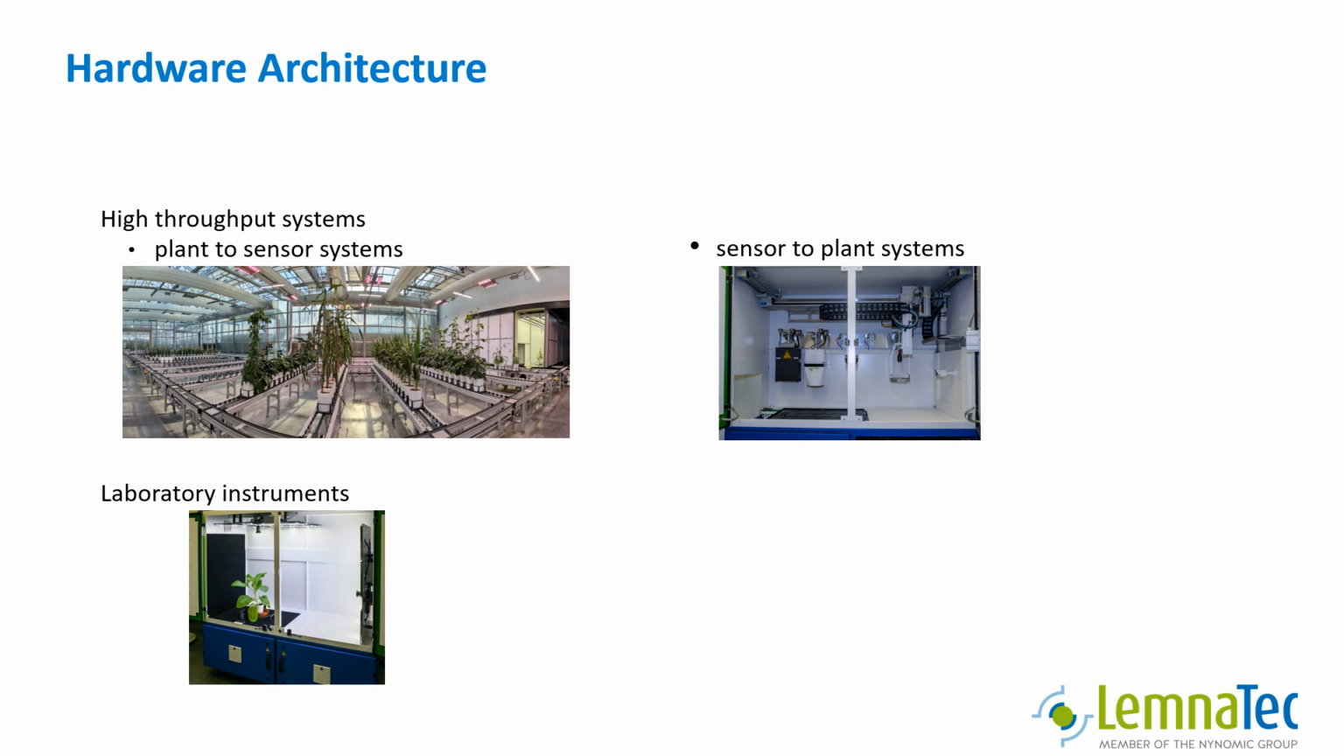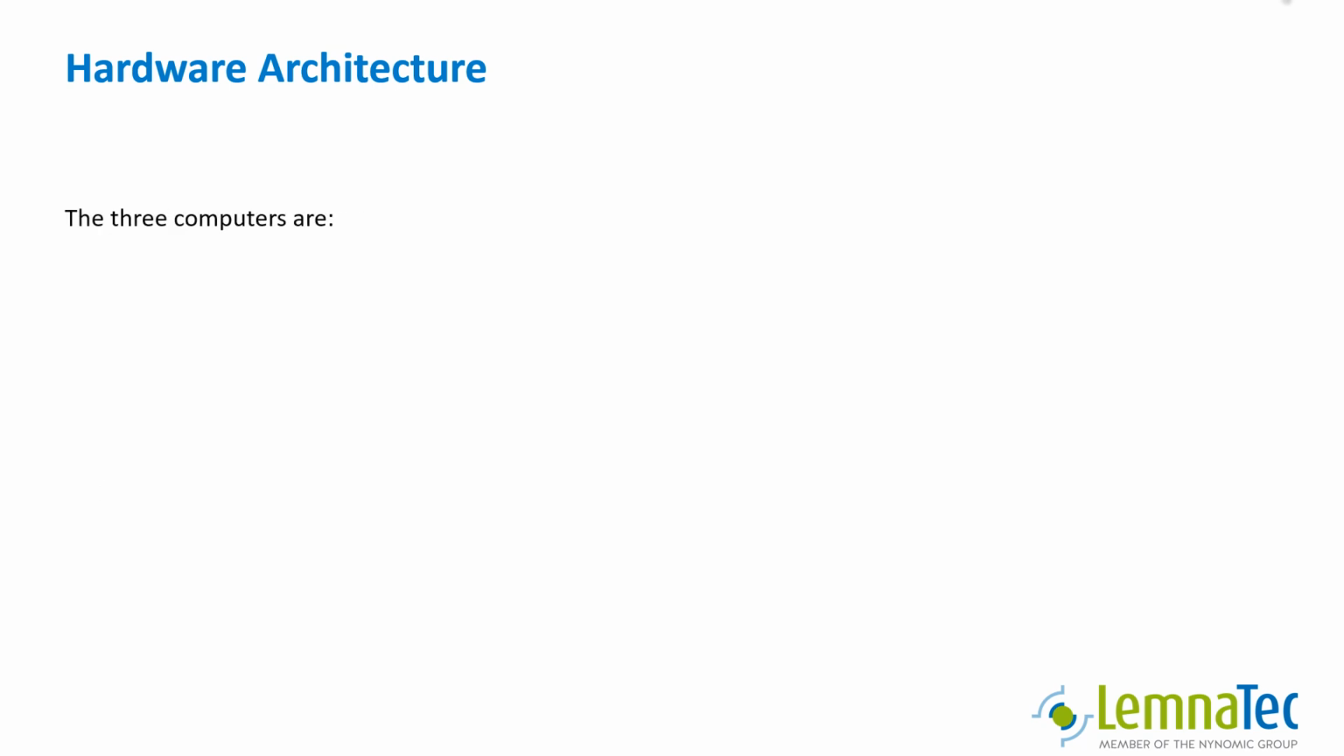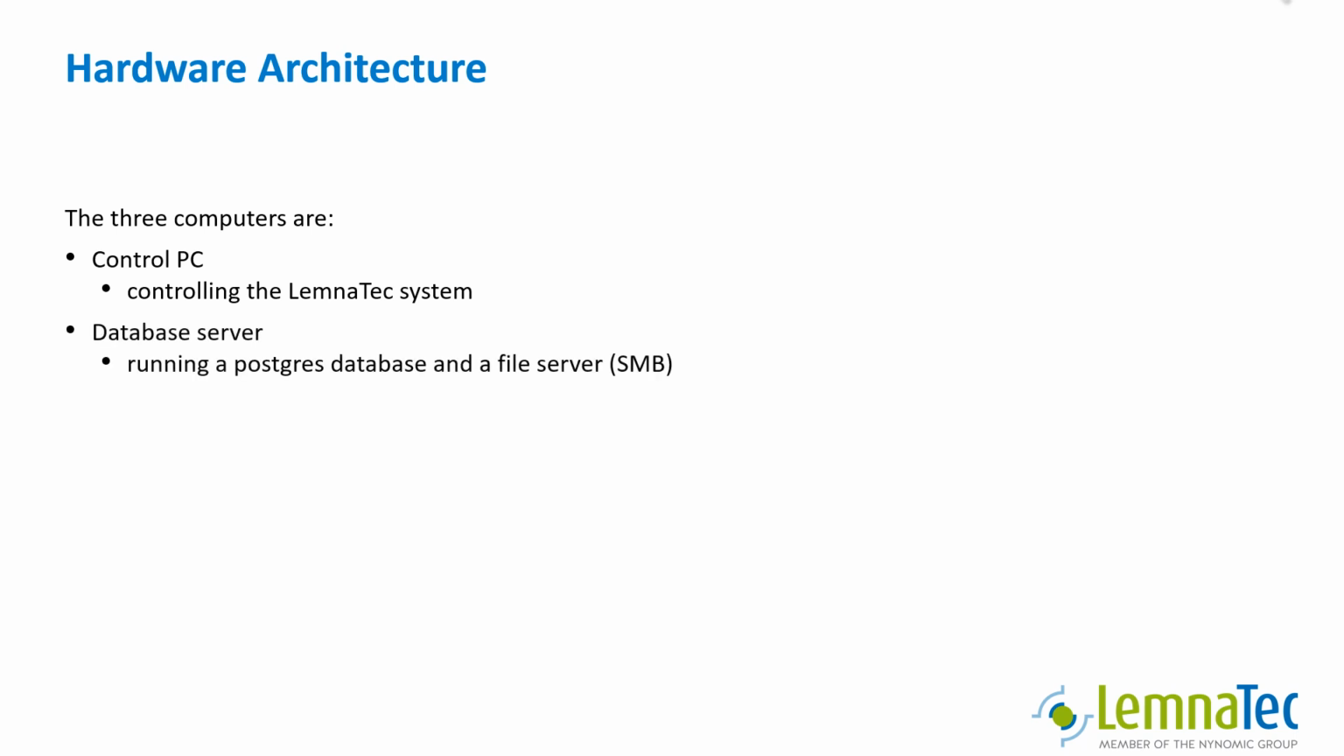High throughput systems are equipped with 3 computers. Laboratory systems have just 1 computer which covers all functions. The 3 computers are the control PC, which controls the LemnaTec system, the database server, which stores the data, runs a Postgres database and a file server, and the analysis PC, which executes the actual analysis.